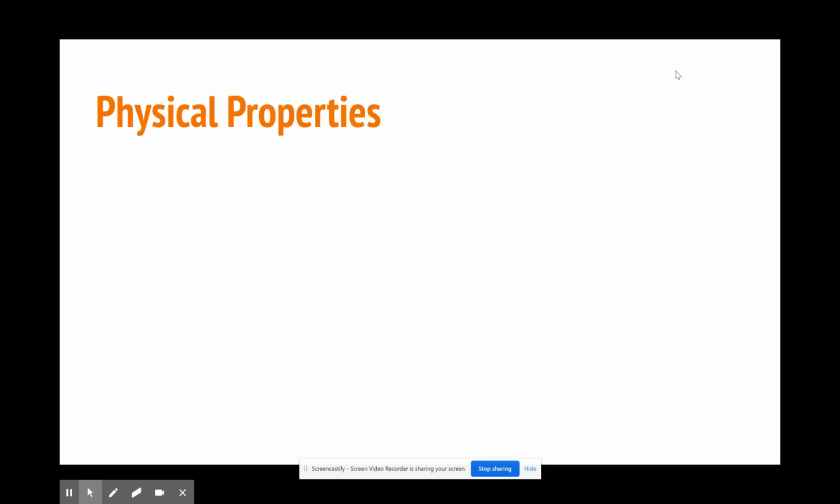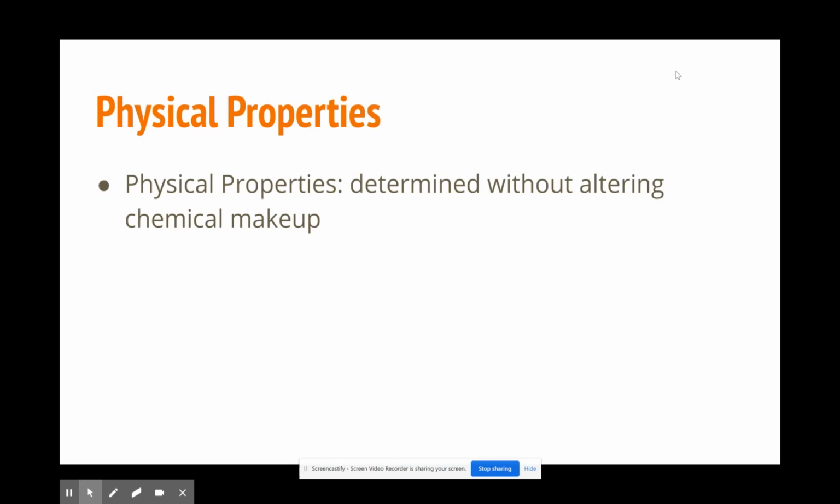The first type of property is a physical property. You can determine these without changing how something is made or what it is made of. Some examples would be color, density, odor. If I said the color of my shirt today is green, that is a physical property of my shirt. If I said the density of water is 1 gram per milliliter, that is a property that doesn't change what it's made of and is a physical property of that substance.